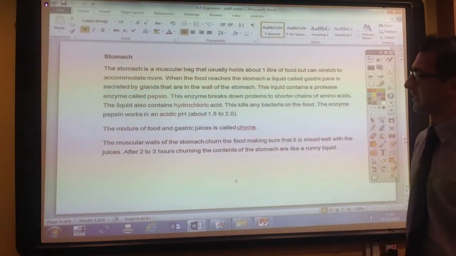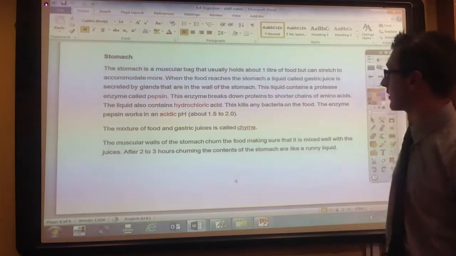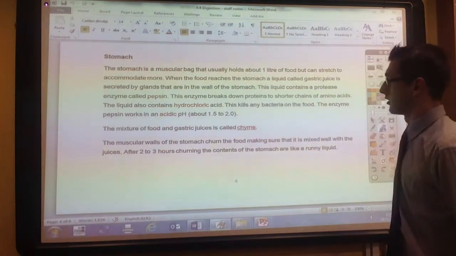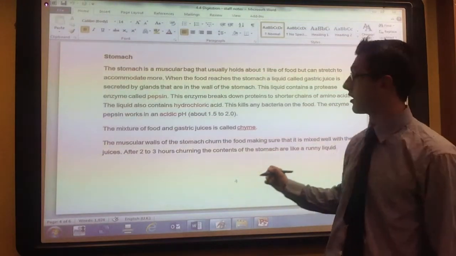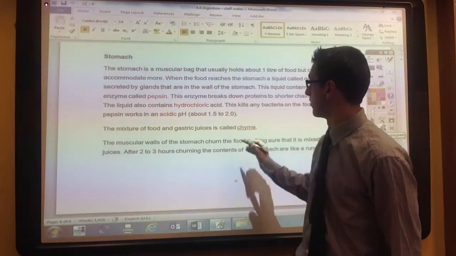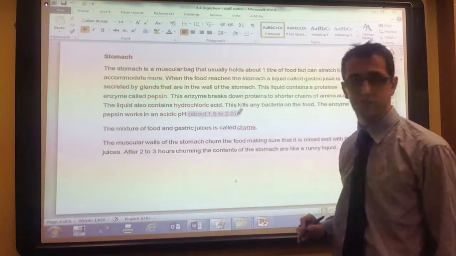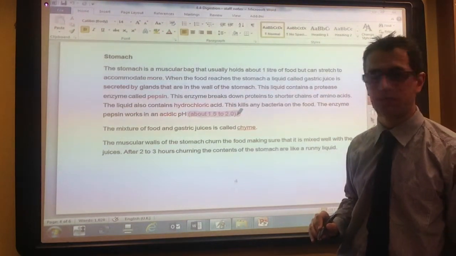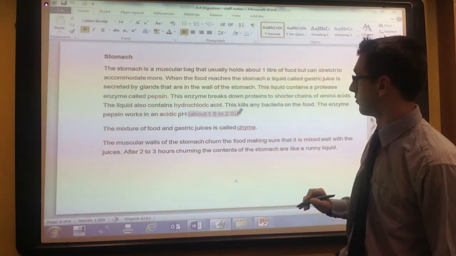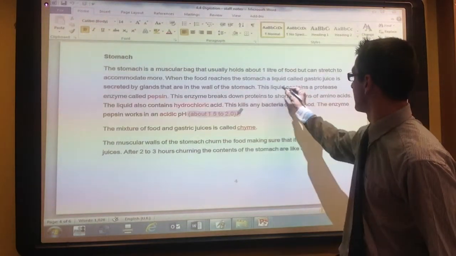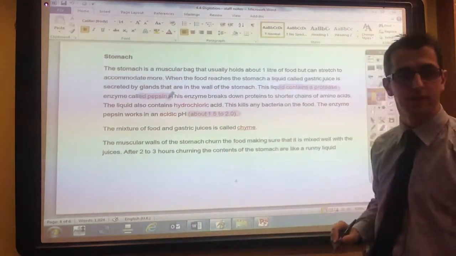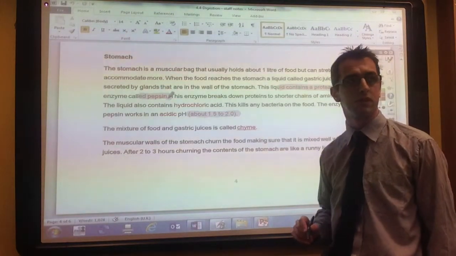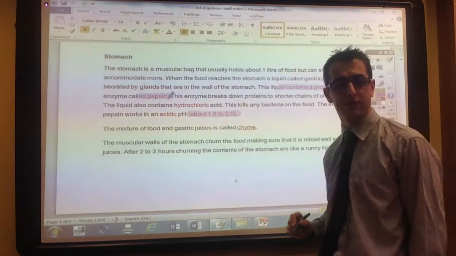Looking more specifically at the stomach itself, again this should all be in your notes. The stomach produces hydrochloric acid, which is a very, very strong pH 1.5 to 2. That is combined with an enzyme, a protease enzyme called pepsin. And hopefully you'll recall from your enzymes work that protease enzymes break down proteins.